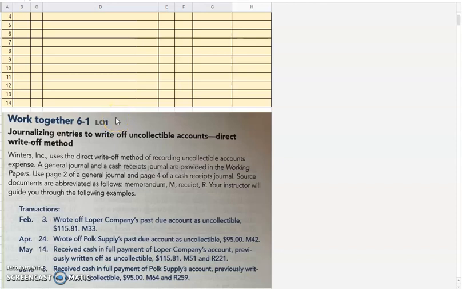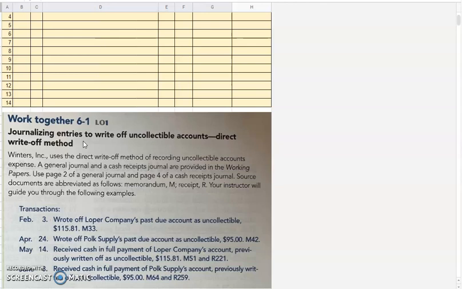In this video, I'll go through Work Together Problem 6-1 from page 177 in your Century 21 Accounting Advanced textbook. So this is on journalizing entries to write off uncollectible accounts using the direct write-off method. Okay, so not very many times can a business use the direct write-off method. Most of the time you can't, but this is how you would do it if you could.